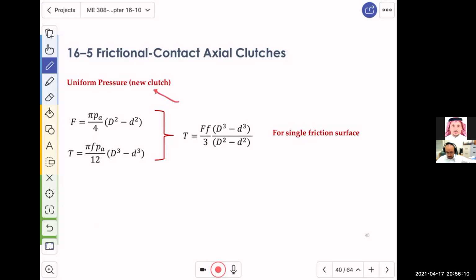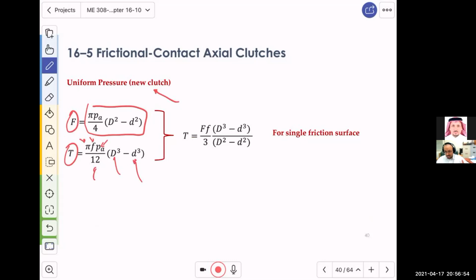That's the story behind old and new. So again, if you assume a uniform pressure this time, not uniform wear, you will end up with an expression for the force, which is this. A little bit different from the other one, right? In the first one, the uniform wear, we don't have D capital squared minus d squared, and we have pi PA over 4. The torque here is in a cubic form: we have D cubed capital minus d cubed small, and then we have pi f, the friction, multiplied by PA over 12.